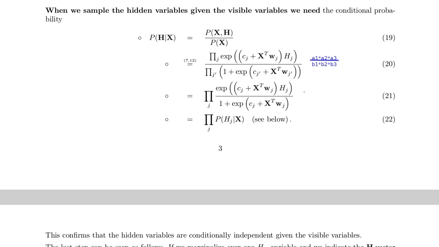And this down here would be A1, A2, A3, B1, B2, B3.